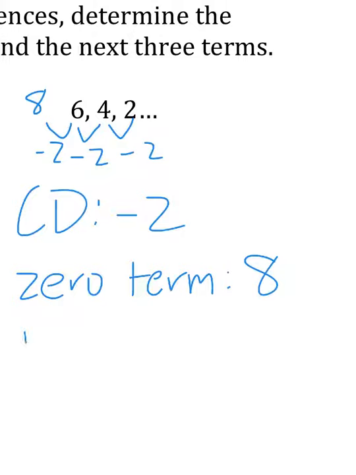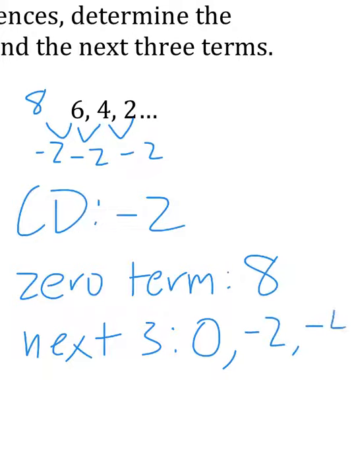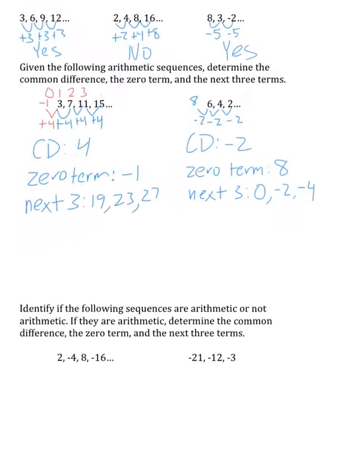Okay, finally the next three terms. The next three terms are going to be, well, we subtract 2 from 2, that gives us 0. Subtract another 2, negative 2. Subtract one more 2, negative 4. So those are our next three terms in the sequence.